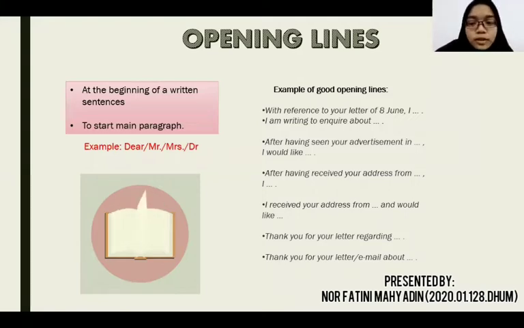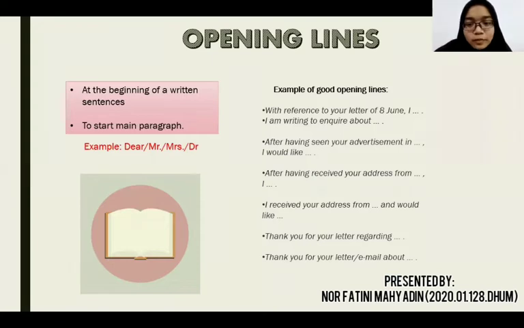We need a line in an introductory letter or email, which is to discuss previous correspondence, to mention how we found the recipient's name and address, and to mention why we wrote to the recipient. Okay, as you can see on the slide.